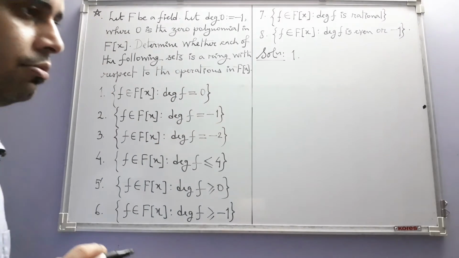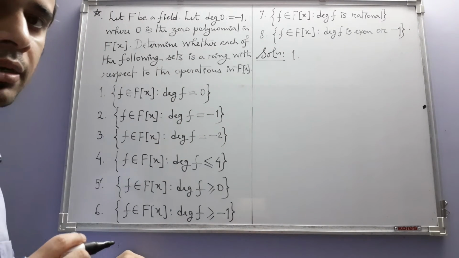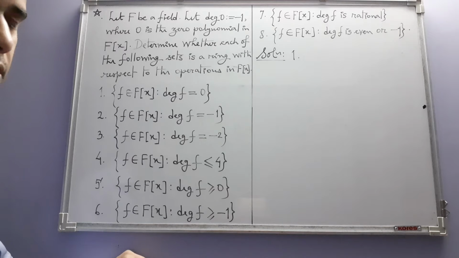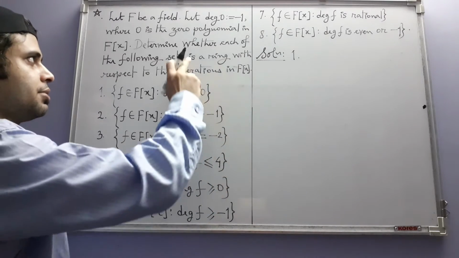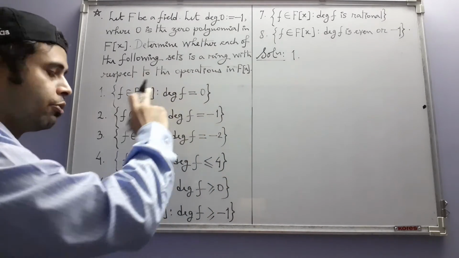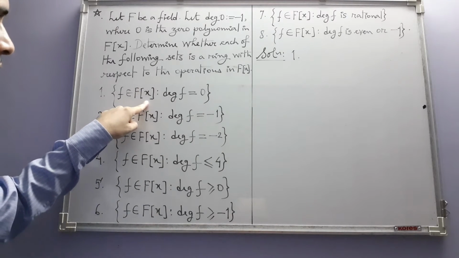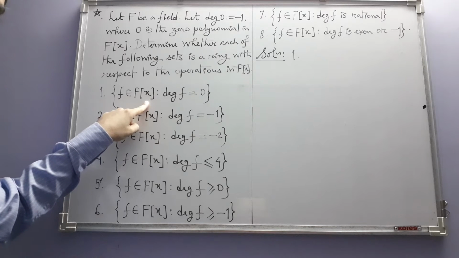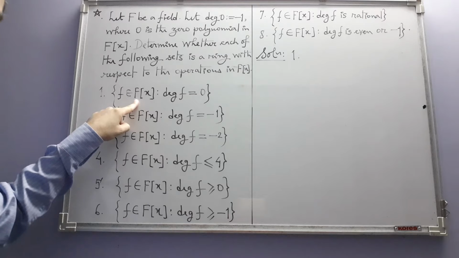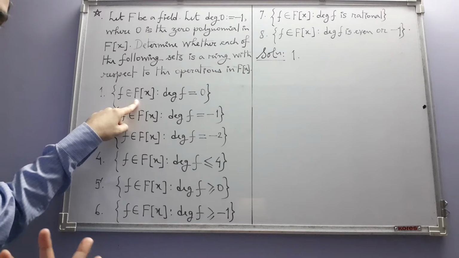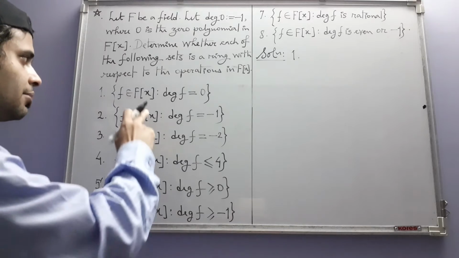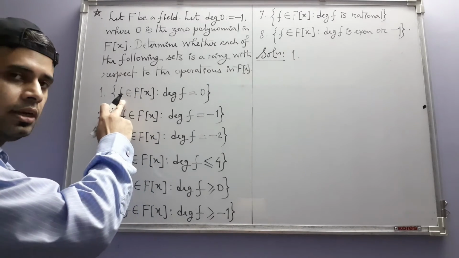When you want to verify that a set is a ring with respect to two operations, first of all the set has to be non-empty. Okay, so that is one condition. The second thing is that if the elements of the set are coming from some known ring, in this case that's the situation. We already know that F[x], the set of all polynomials with coefficients from F, forms a ring with respect to addition and multiplication of polynomials. Now from that ring only we are considering elements.